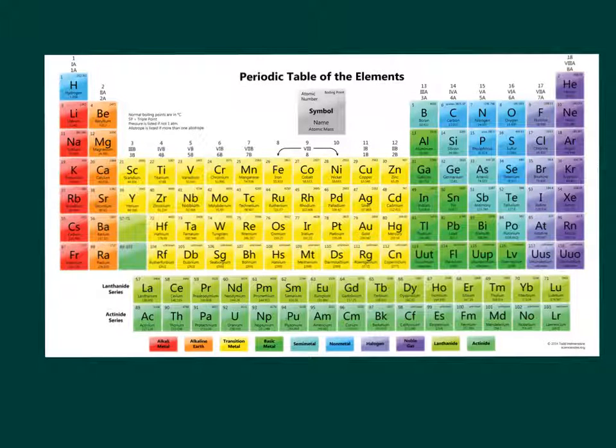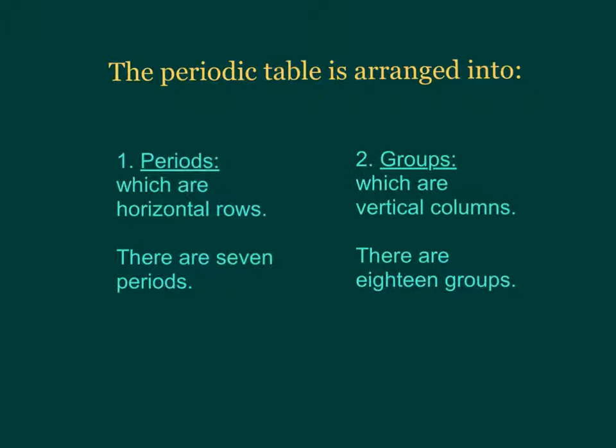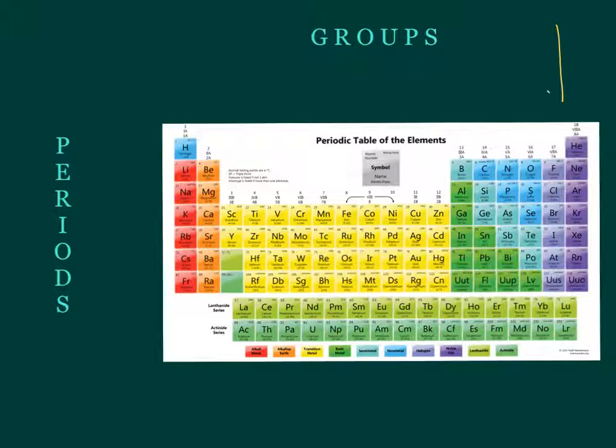The periodic table of the elements is an arrangement of all the elements according to their atomic number. A Russian chemist, Mendeleev, designed this table in 1869. It contains 118 elements. The periodic table is arranged into number 1, periods, which are horizontal rows. There are 7 periods. Number 2, groups, which are vertical columns. There are 18 groups. Groups are vertical columns, and periods are horizontal rows.